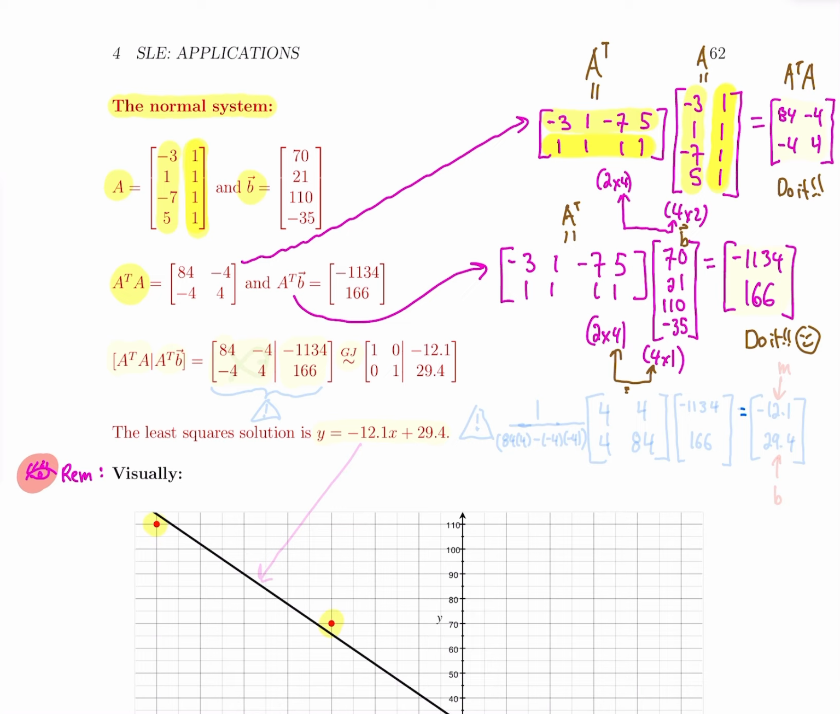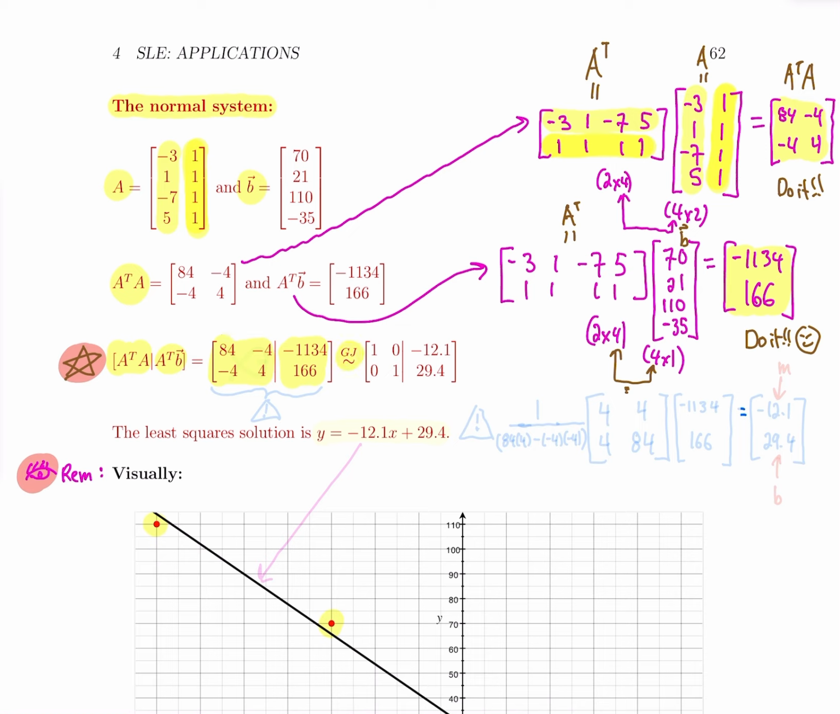So you get your normal system. So your nice normal system, the coefficient part is A transpose times A, and the augmented part is A transpose times B. So here's my A transpose times B. Here's my A transpose times A. And then you solve it.